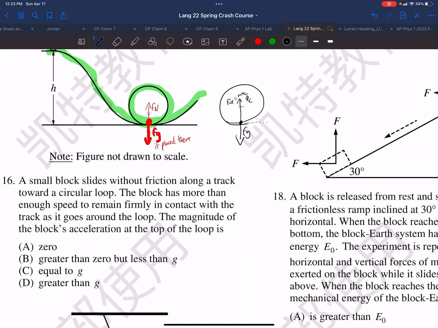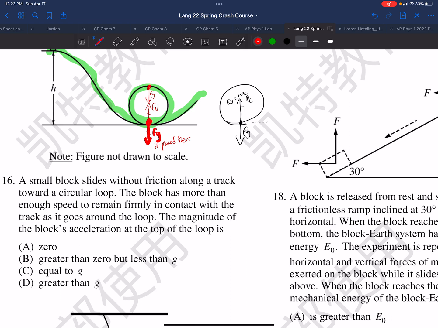Now, when we get to the top, if we just set the object there, of course it will fall because there's a force of gravity acting upon it. For the object to remain in motion around this, it needs to be traveling at a certain speed.